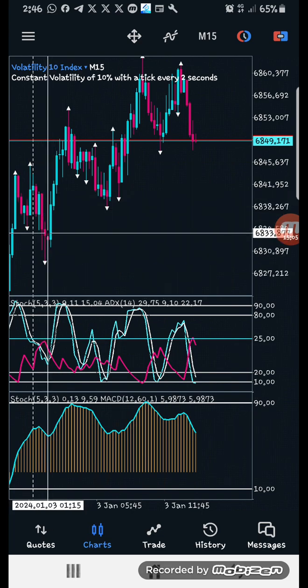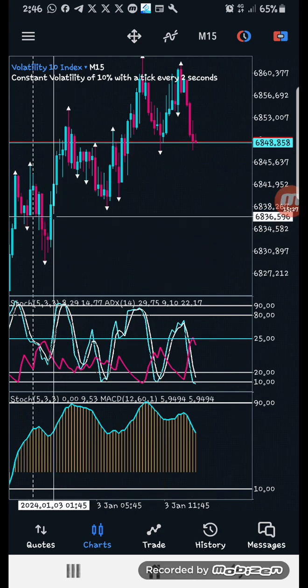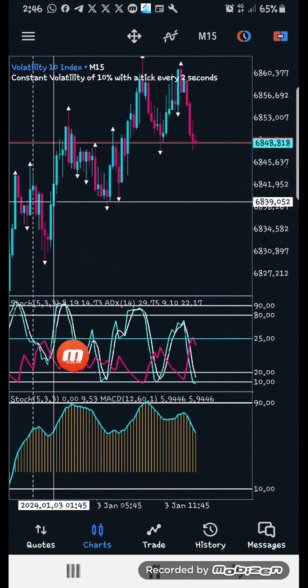So this is a signal candle right now, which is saying that the ADX line is pointing downward. Stochastic is also facing upward. You understand? The MACD line is also facing upward. And then now this is your entry candle. This is the entry candle and everything is set.